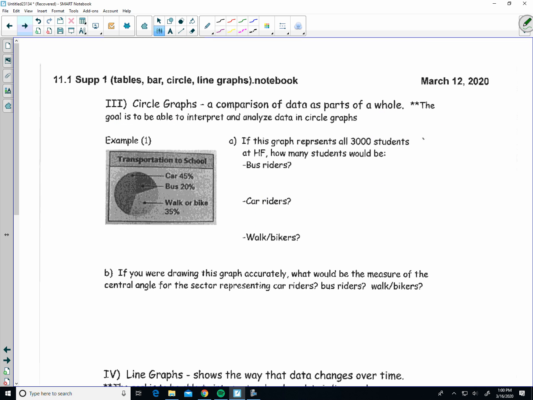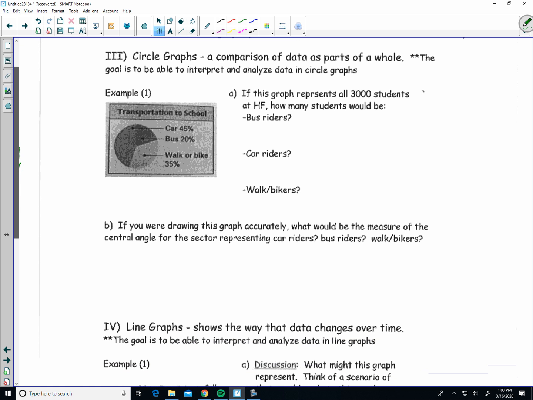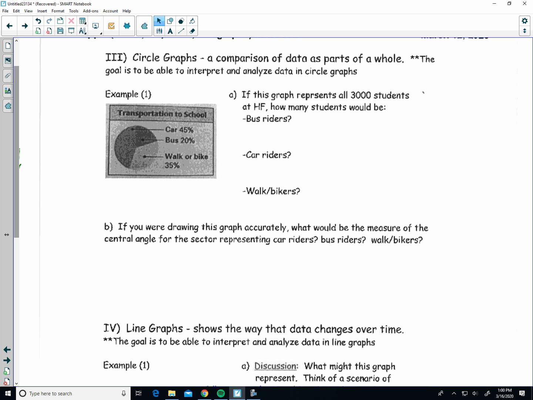All right, flip the page there. We're going to our third way to analyze data, and that is by using a circle graph here. So hopefully your circle graph is looking pretty good. The graph represents 300 students at HF. How many of the students are considered bus riders, car riders, or fall into the category of walkers and bikers? So this is just taking a total amount of students and categorizing each one of them.